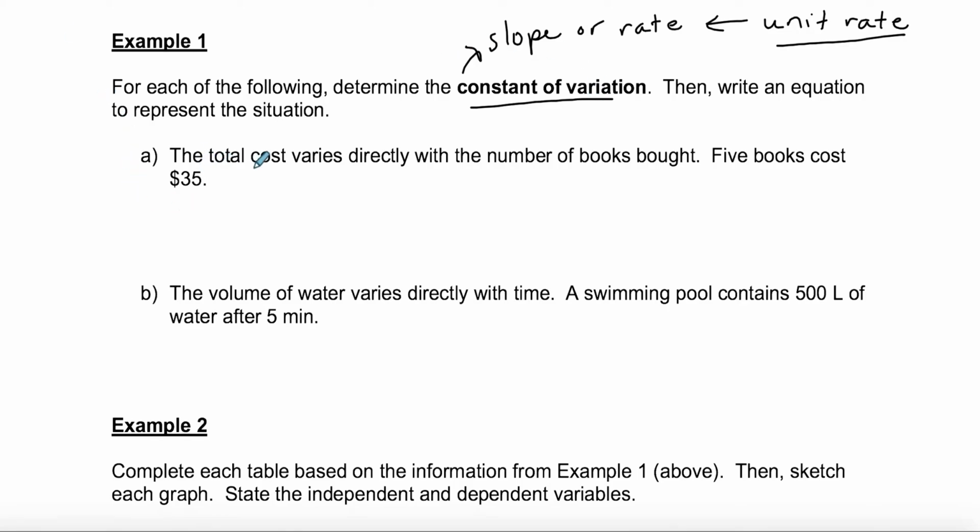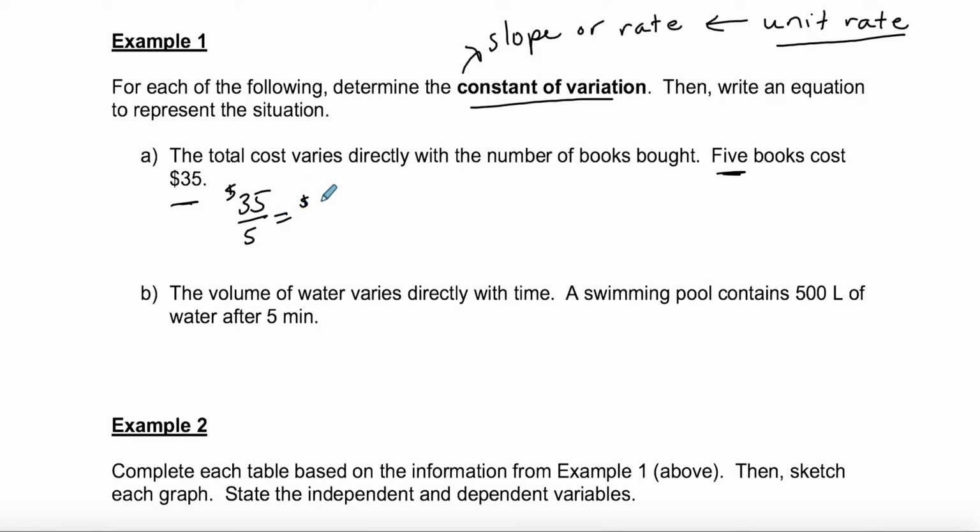So the total cost varies directly with the number of books bought. 5 books cost $35. Okay, we don't care really how much 5 books cost. I want to know how much is one book. So I think you probably know, you take $35 and divide it by 5.